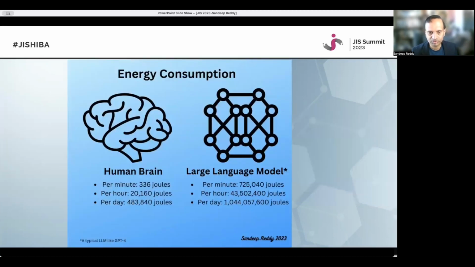Further to those limitations, we also know it takes a huge amount of computational infrastructure to develop large language models and also run large language models. And this is not environmentally friendly because it consumes a large amount of energy, as you can see on the slide.